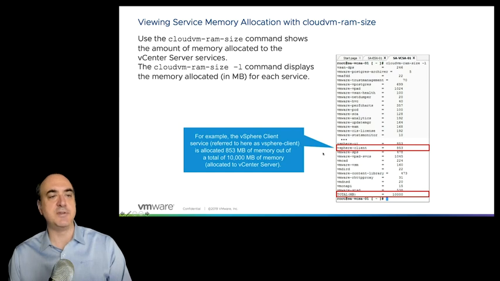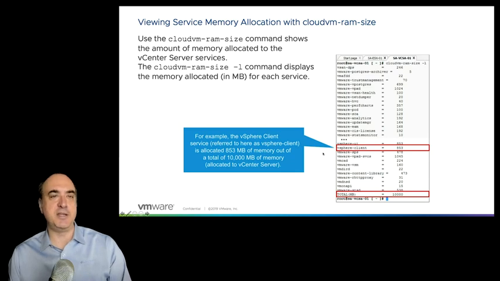Actually, that's not the name of the client. The name of the client is actually vsphere-ui. That happens to be an older name for it. But anyway, the name of the client today is vsphere-ui, and we can see this one's using 853 megabytes of memory. But that's all of the memory.